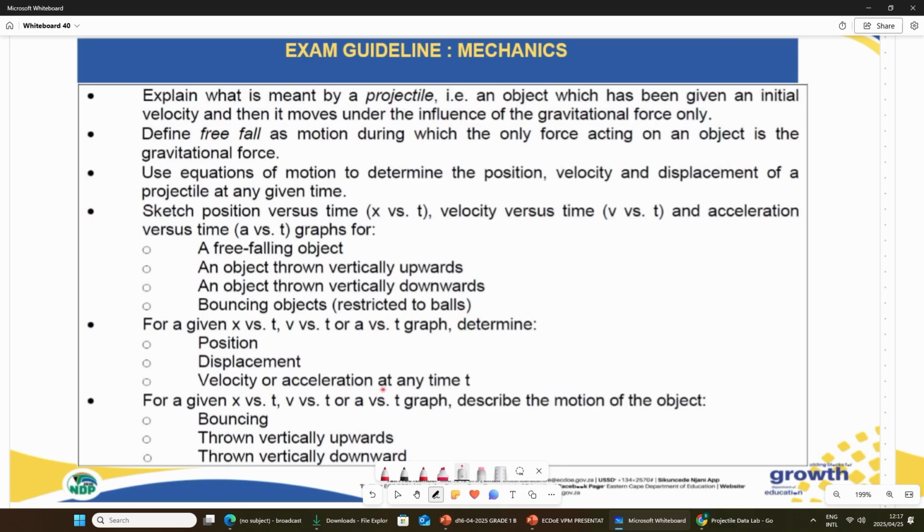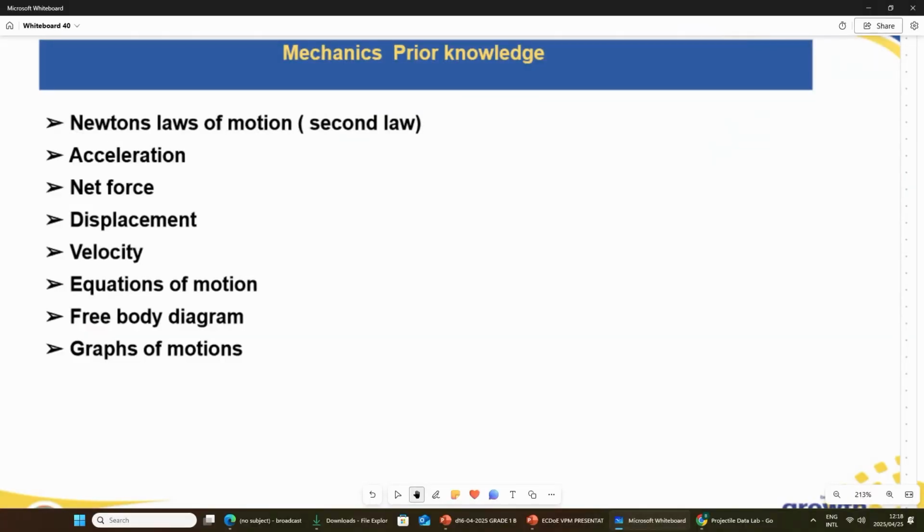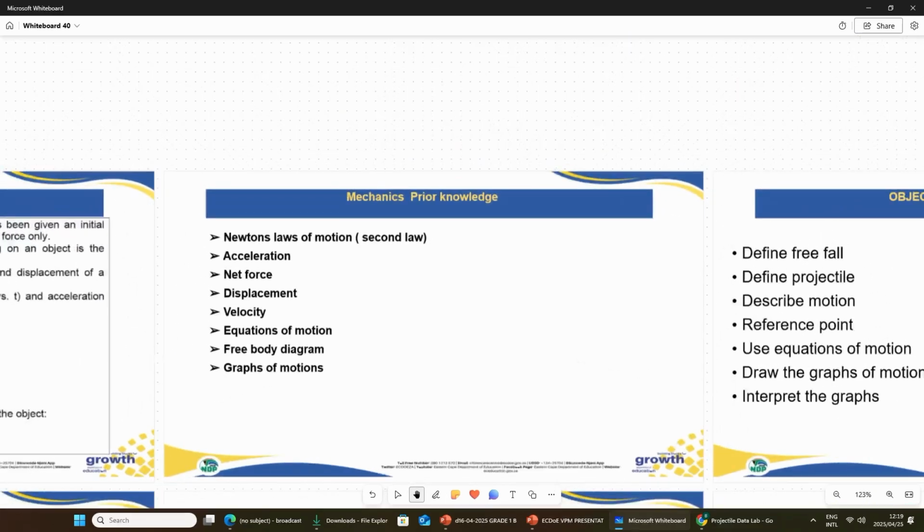The prior knowledge here on mechanics is Newton's laws from grade 11, acceleration from grade 10, net force from grade 11, and displacement, velocity and the equations of motion, which we introduced from grade 10. Then the free body diagram is from grade 11, and the graphs of motion are also from grade 10. Let's move on.